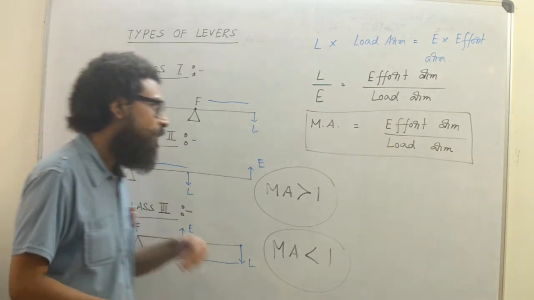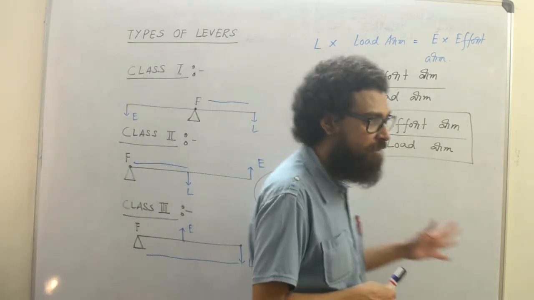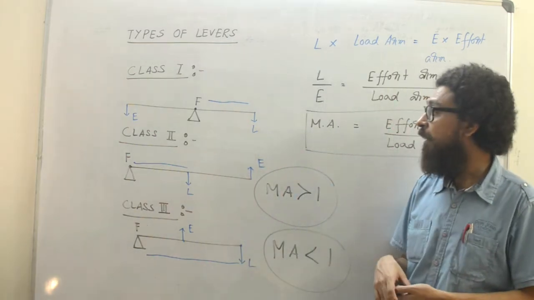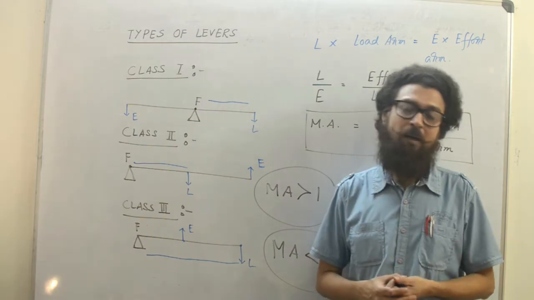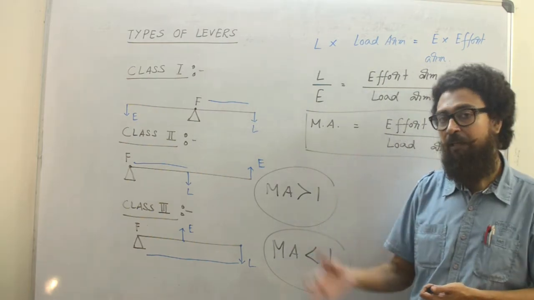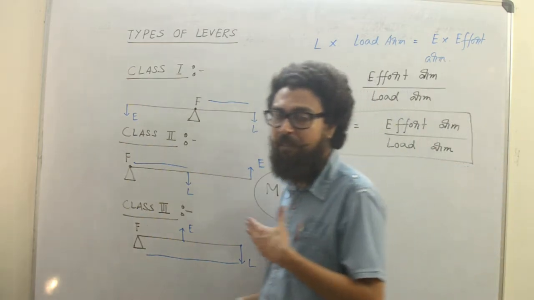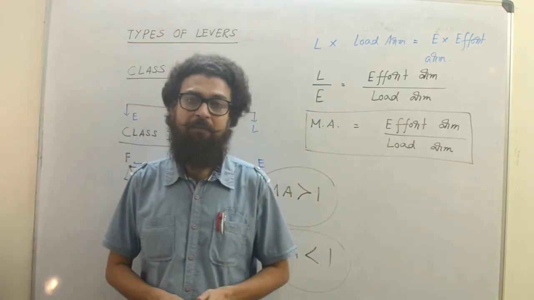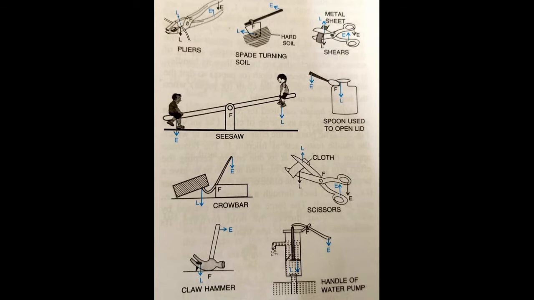Now since we already know all these things, we have a few sums. I'll do that later. Now let us see. I'll explain to you about these 3 different types of levers and their examples using a few pictures that will come up now. These are examples of class 1 lever. You can see in the diagram.